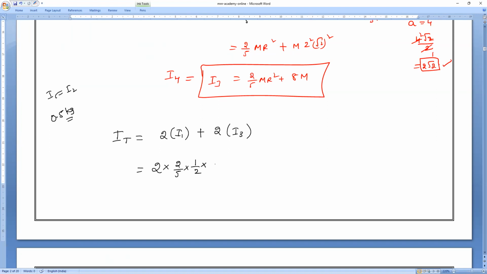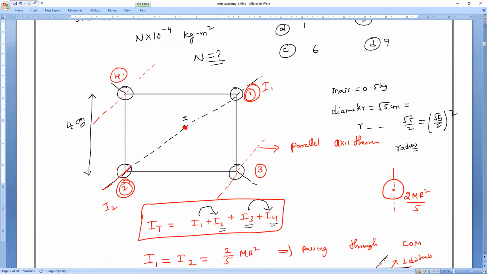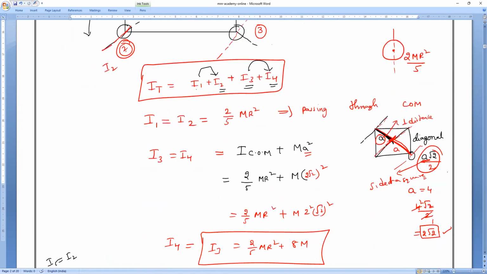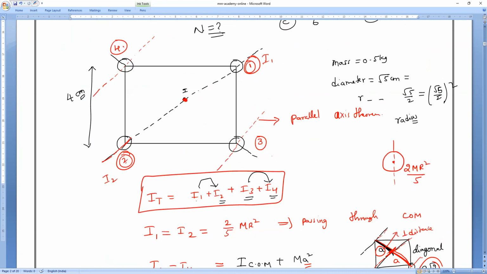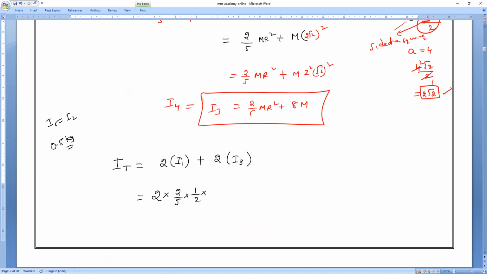What is r? The r value. Yes, radius. R is how much? We have found it. Diameter is root 5, 5 by 4. Yes, radius is 5 by 4. Here we have solved it. Radius is equal to how much? 5 by 4. Please learn it. It is in centimeters, so 5 by 4. R square. So 5 by 4 it is. Clear, everybody? Plus 2 into the I3 value, tell me.